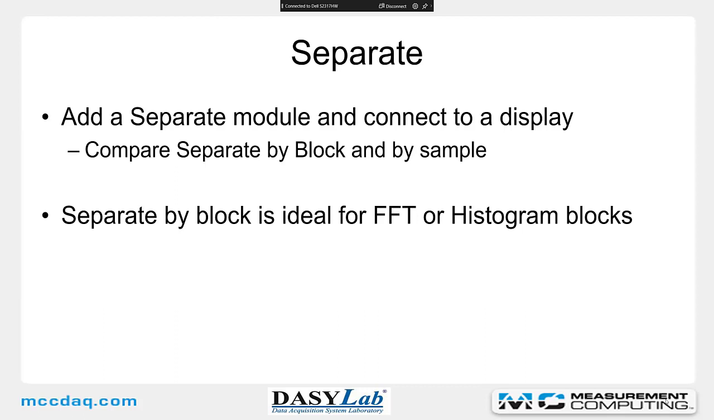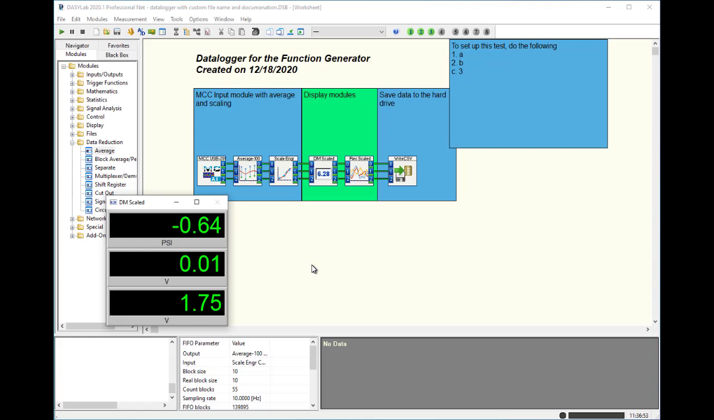If you're working with FFT or histogram blocks, again, you want to separate by block rather than by value, because then you would distort the FFT information. And I will do that by adding a separate function.